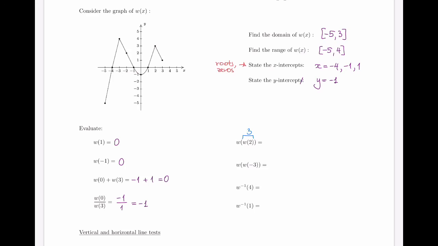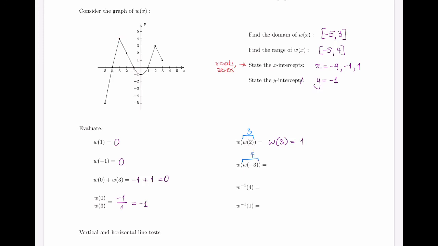And then at the next step, I have to compute w of 3. W of 3, of course, is this point right here, whose y-coordinate is 1. Moving on, w of minus 3. So first I have to compute w of minus 3, which is 4.